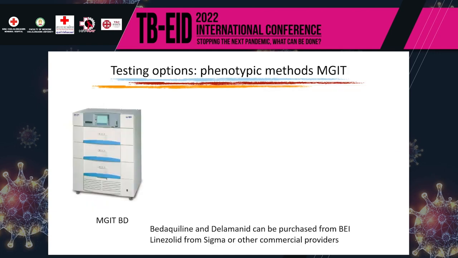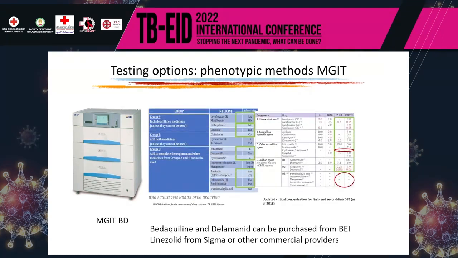So, in terms of testing options, what do we have? We have liquid automated culture in MGIT. This is a pretty standard technology, very widespread in the laboratory, expensive, quite standardized, at least with the kit for first-line drugs and pyrazinamide, a little bit less standardized for second-line. But when we talk about new drugs, what do we have? We do have the critical concentration in MGIT for almost all the new drugs.